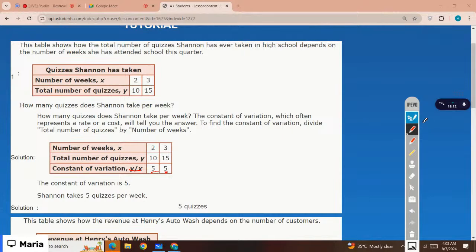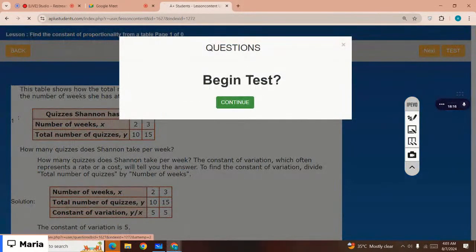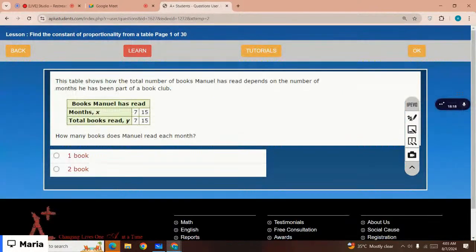Okay, let's just start with the test questions. This table shows how the total number of books Manuel has read depends on the number of months he has been part of a book club. How many books does Manuel read each month? So which is the correct option?